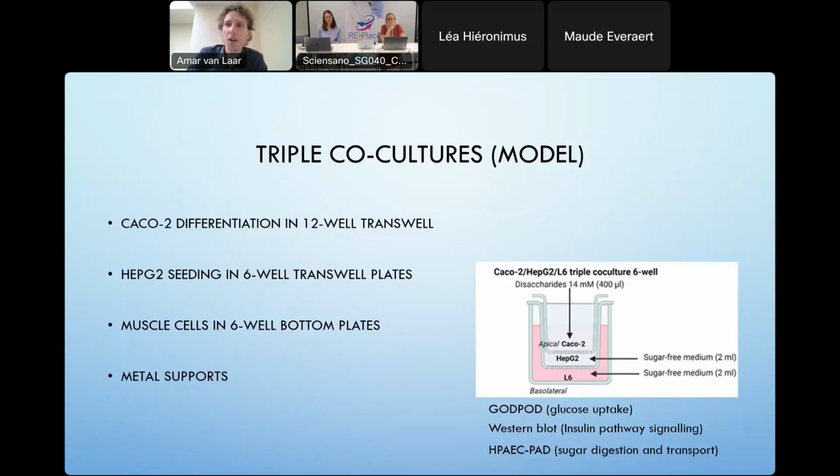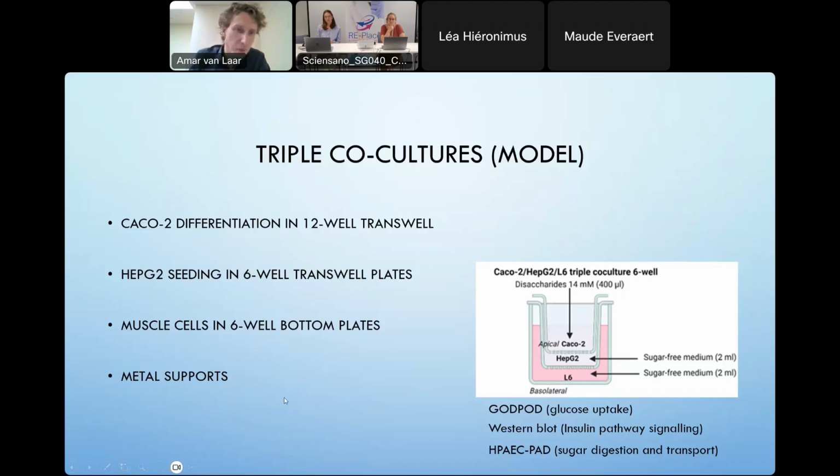And this setup is a little bit more complicated because the 24-well transwell with 2 layers is something that you can buy commercially and it just works. In this case, you need some kind of supports to keep those layers apart. So we have metal supports in our lab that suit the 6-well format, and you can keep those layers apart by putting the supports between each layer.